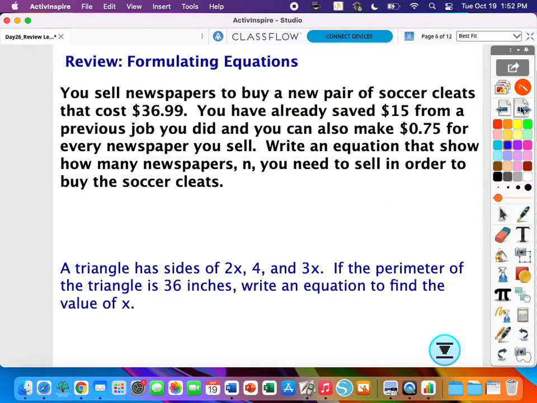All right, so just a little review from last class. And I mean, the homework is a review, but this is more new stuff for you. We want to review formulating equations, and then we want to review solving, because you're going to do both of those on your quiz.